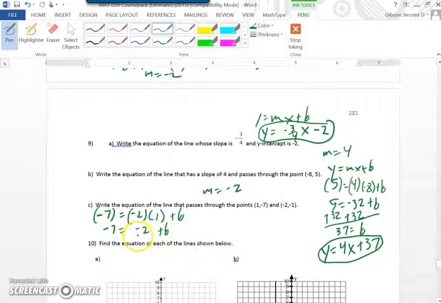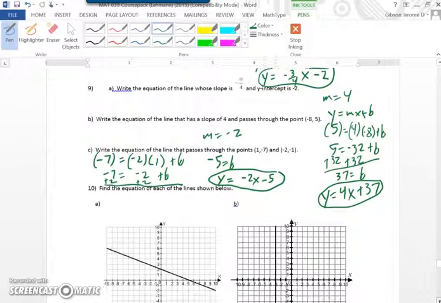Now we know we're going to add 2 on both sides here. So we add 2 on both sides, and this will give us negative 5 is equal to b. So now we have our slope of negative 2, and our y-intercept is negative 5. So our final answer would be y equals negative 2x minus 5. That is the equation of c.